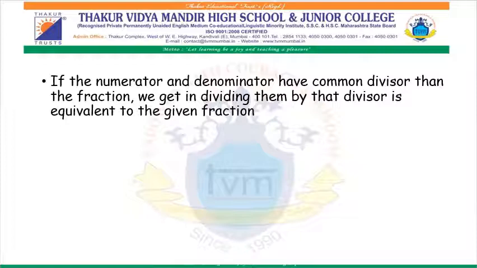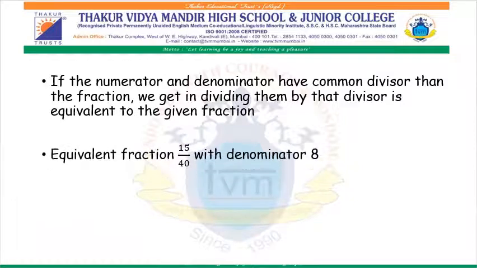Suppose you are given 15 upon 40. You have to find the equivalent fraction for it. Can you find what is common in both of them? See, in the numerator, can I write 5 into 3? And denominator, again I can write 5 into 8. So 15 upon 40 will be equal to 3 by 8. So 3 by 8 is the equivalent fraction of 15 by 40.